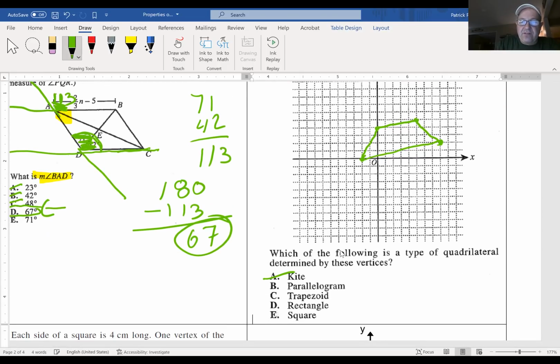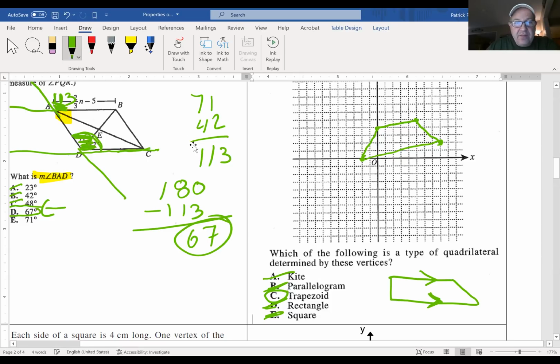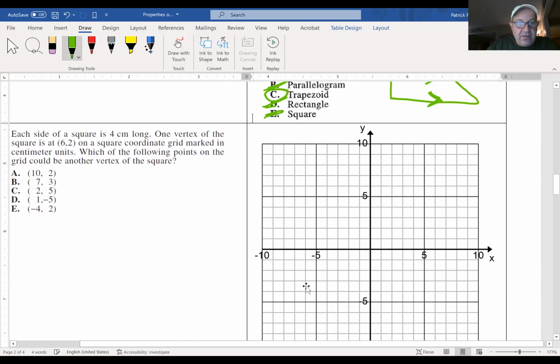I don't think it's a kite, right? Because kites look like that, or they look like that. And it definitely is not that one. It's not a parallelogram because parallelograms, we know, look like this. Trapezoid, probably, but let's see, rectangle, no, square, no, yeah, it's got to be a trapezoid. Again, the definition of a trapezoid is that there's one set of parallel sides. That's it. Okay, good. All right, let's continue on here.